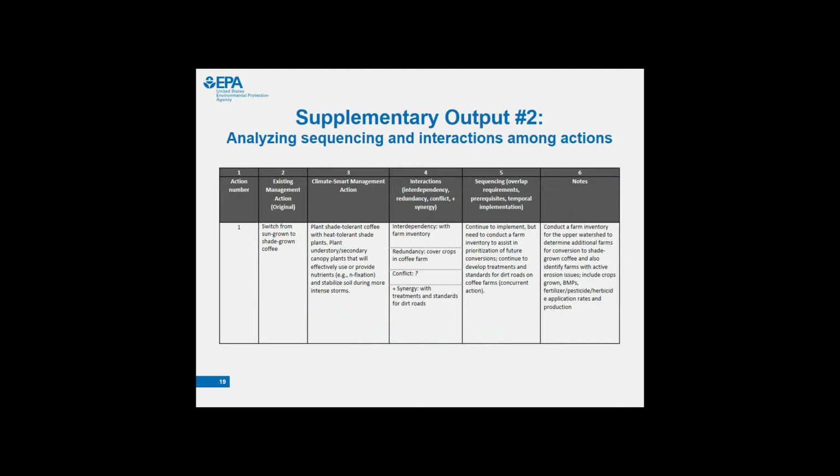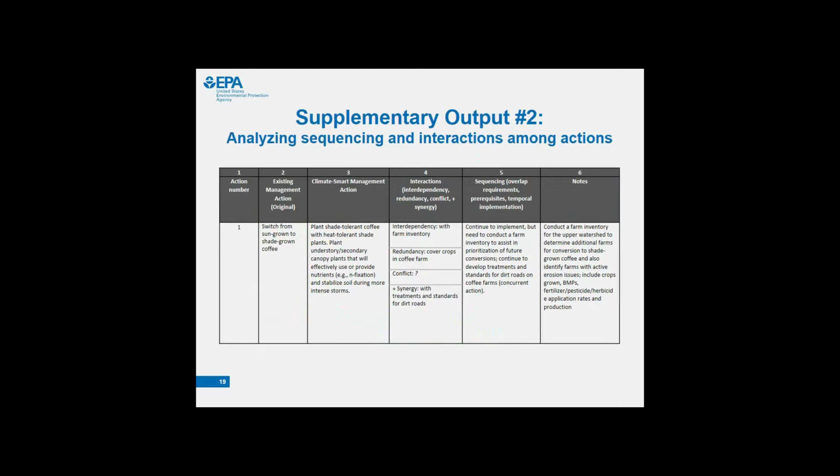Interdependencies among certain activities can be really important. Our Guanica partners emphasize that they would need to do a farm inventory in order to identify where the best place would be to implement this action, especially at first.